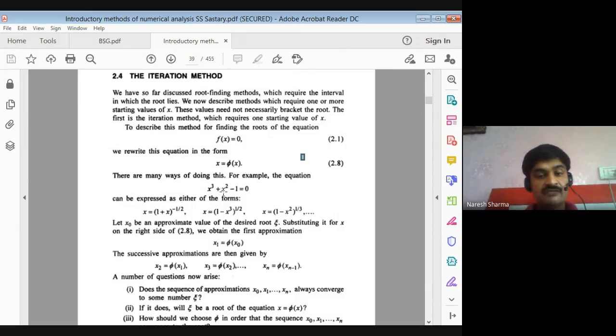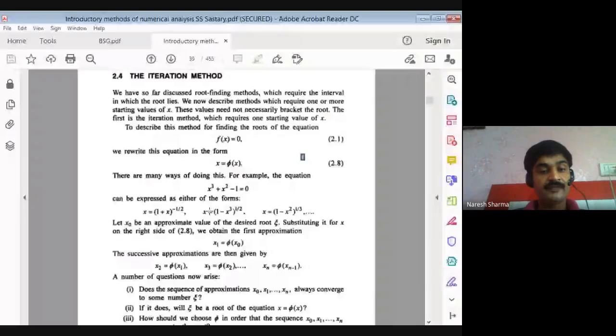And another form, if we shift x square minus 1 to the right hand side and take the cube power on both sides, we get this form. So in short, that one equation can be rewritten in different forms like this, or maybe more options are available, so that it becomes of the kind x equal to function of x, that is x = phi(x).